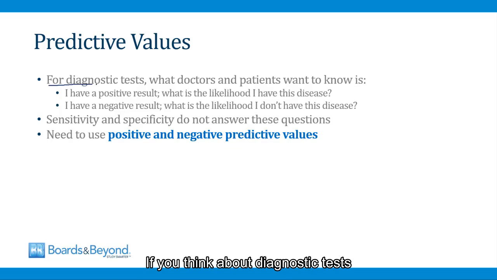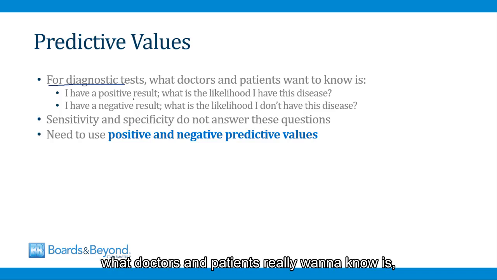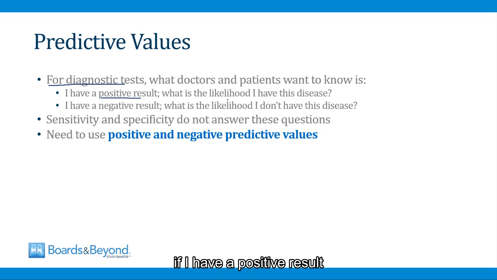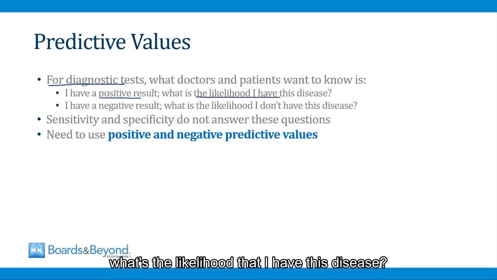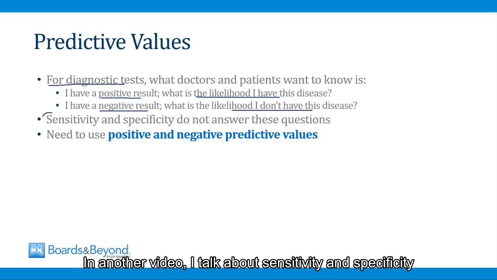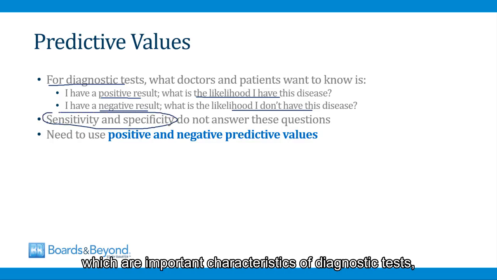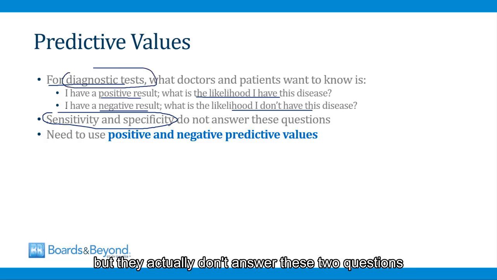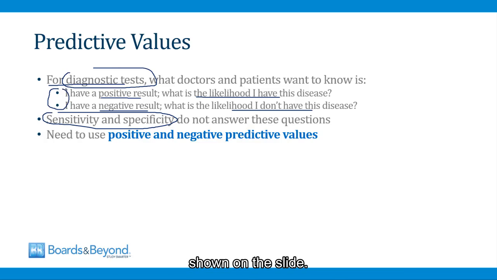If you think about diagnostic tests, which are used to identify patients with and without disease, what doctors and patients really want to know is, if I have a positive result, what's the likelihood that I have this disease? And if I have a negative result, what's the likelihood that I don't have this disease? In another video, I talk about sensitivity and specificity, which are important characteristics of diagnostic tests, but they actually don't answer these two questions shown on the slide.